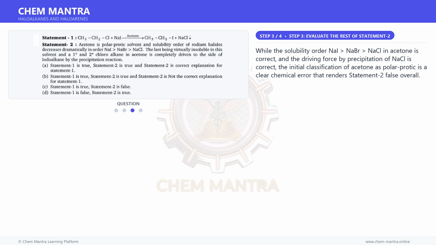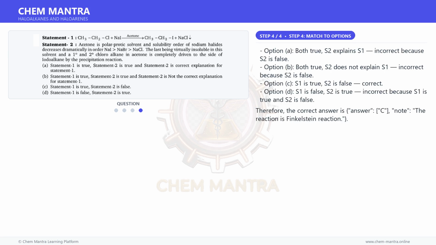Moving on to the next step. While the solubility order NaBr > NaCl in acetone is correct, and the driving force by precipitation of NaCl is correct, the initial classification of acetone as polar protic is a clear chemical error that renders statement 2 false overall. And for the final step.